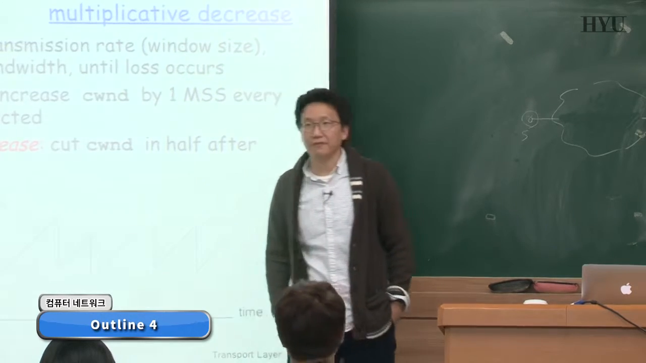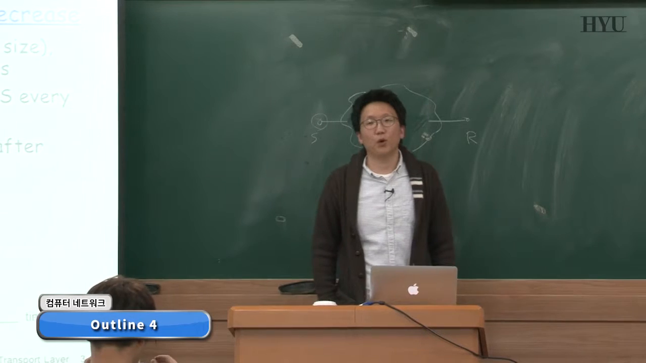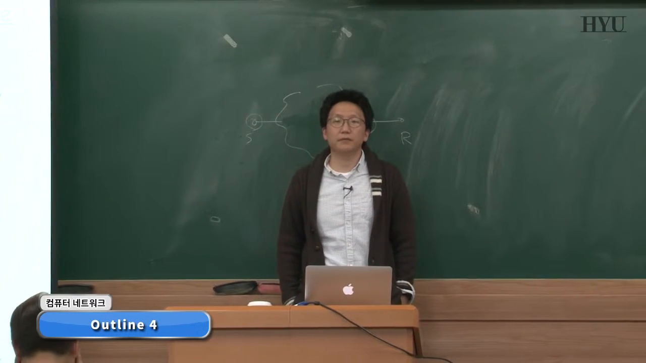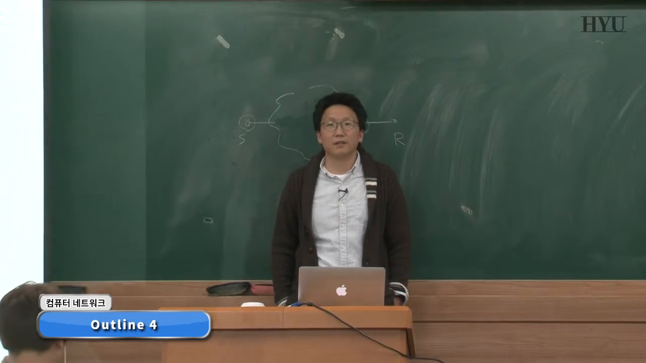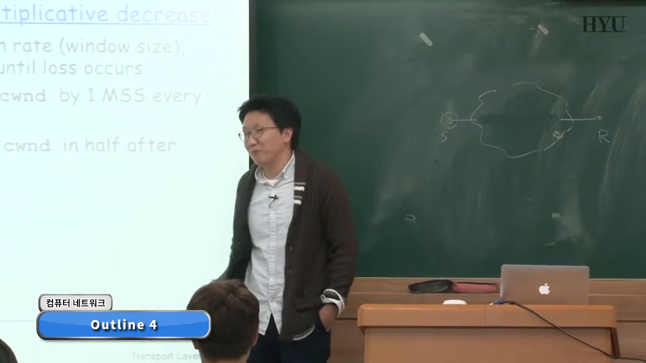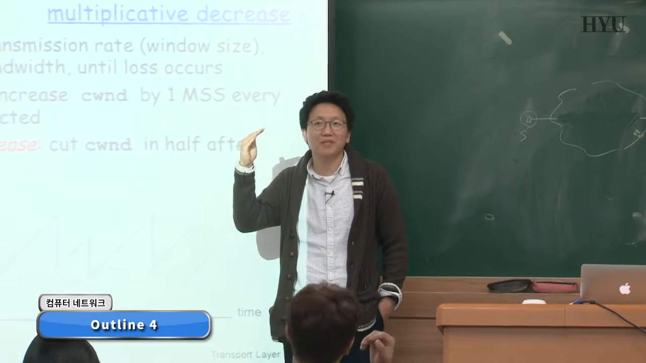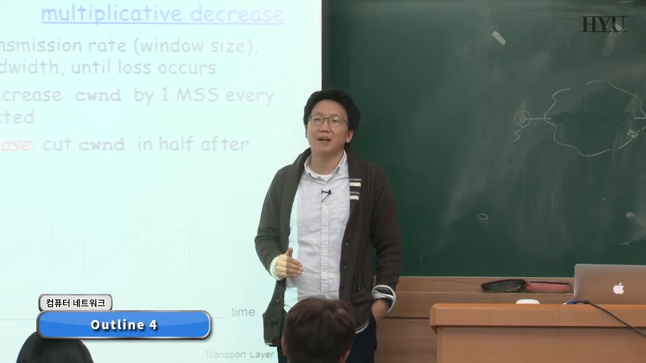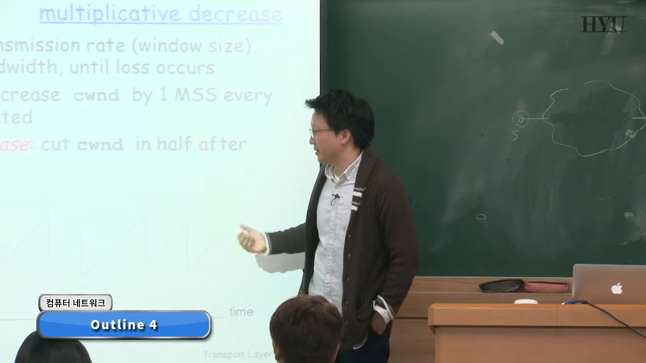I drop it by half. So I'm being very cautious. I don't want to give too much packets into the network. So I'm cautiously increasing my window size. When something happens, I decrease my window size by half. So backward, moving back more cautiously.